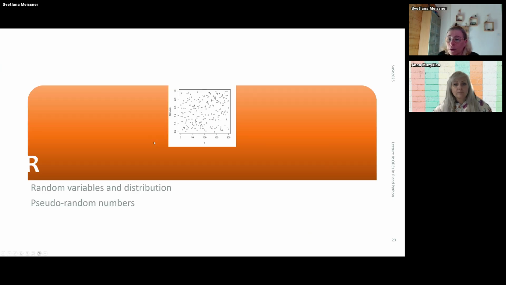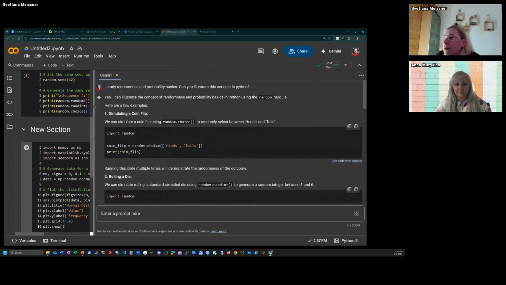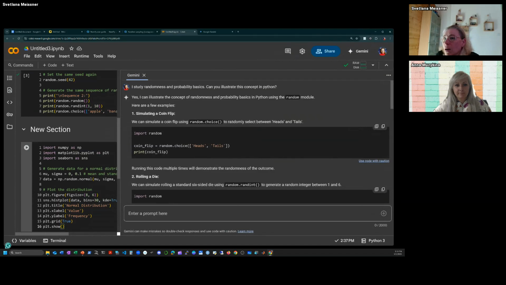So let's go through some examples. I also started a Colab here, and in Colab we are making these perhaps bigger. So here I just write for Gemini: I study randomness and probability basics. Can you illustrate this concept in Python?